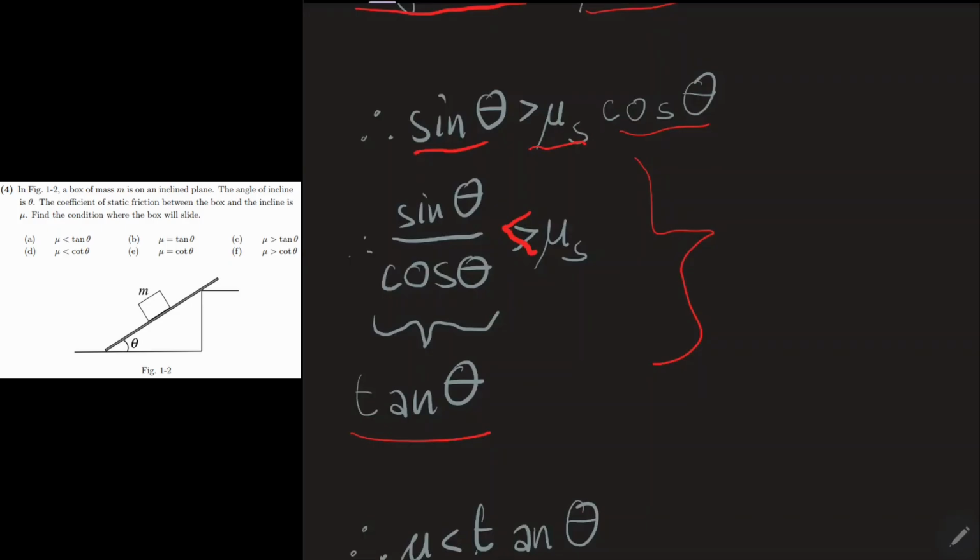However, in this question, hopefully you can see that our angle theta will always be between 0 and 90 degrees, which means that cosine theta will always be positive, so you don't have to worry about the inequality flip. But in general, it's something to keep in mind.